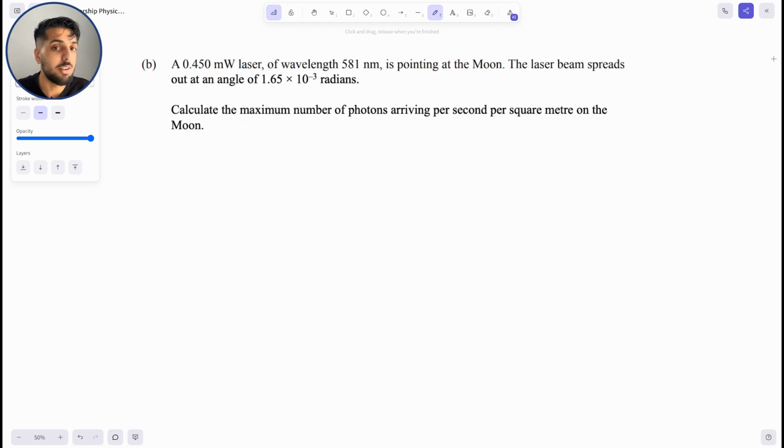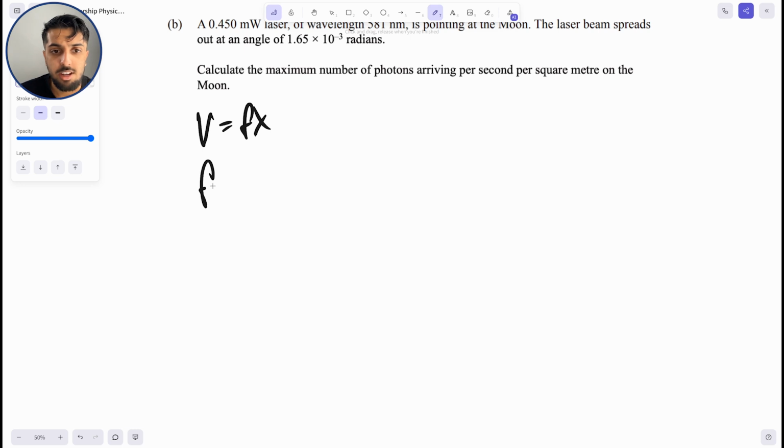A 0.5 milliwatt laser of wavelength 581 nanometers is pointing at the moon. The laser beam spreads out at an angle of 1.65 times 10 to the negative 3 radians. Calculate the maximum number of photons arriving per second per square meter on the moon. Okay, so first things first, we can calculate the frequency of the light from the laser. We know our v is equal to f lambda, and therefore f is equal to v over lambda.